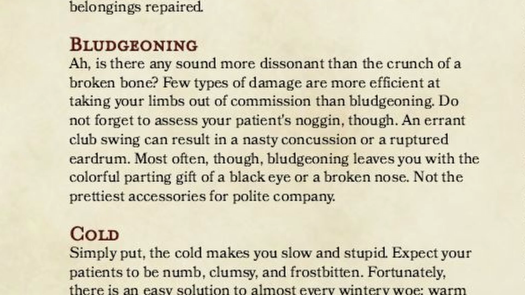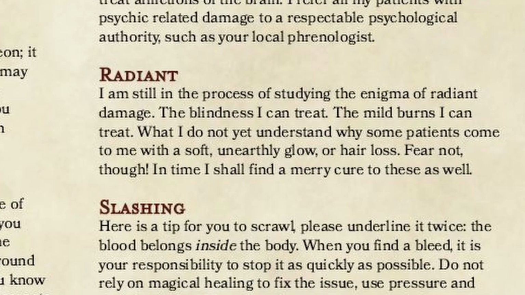Most often, though, bludgeoning leaves you with the colourful parting gift of a black eye or a broken nose, not the prettiest accessory for polite company. So you could actually look at this and have an idea roughly of what's going to happen when they suffer a critical hit. But let's take something a bit stranger, like radiant damage, okay?